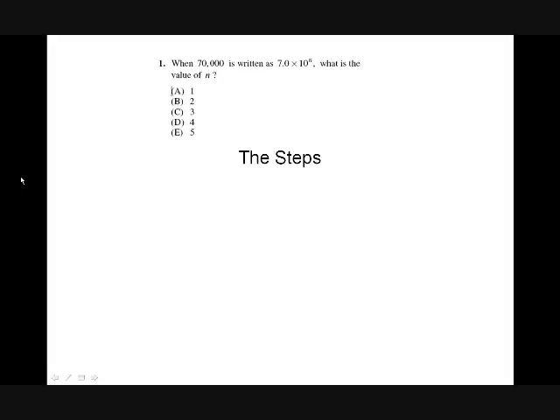When 70,000 is written as 7.0 times 10 to the n power, what is the value of n? Let's take a look at the steps. Step 1, I want you to notice that 70,000 is also equal to 70,000.0, similar to how 1 is equal to 1.0 or 1.0000 on into infinity. The value will still be equal to 1 no matter how many zeros I add on the right side of the decimal.